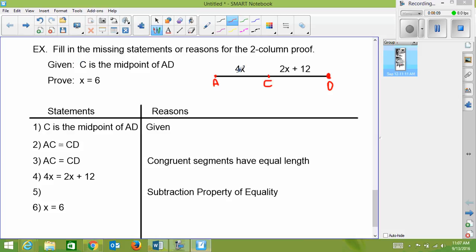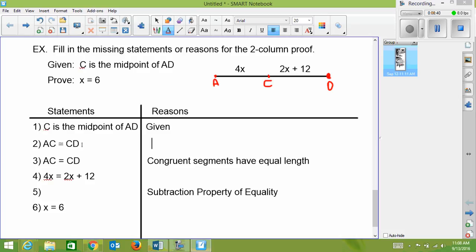Given, this has already been proven. C is the midpoint of AD, and here's my picture. So C is in the middle of AD, and I'm telling you that from A to C is 4x, and C to D is 2x plus 12. We should already be able to go through and do the work and figure out the answer, setting those two things equal to each other if they say that they're congruent, and that is the midpoint. But this is written a little different here.